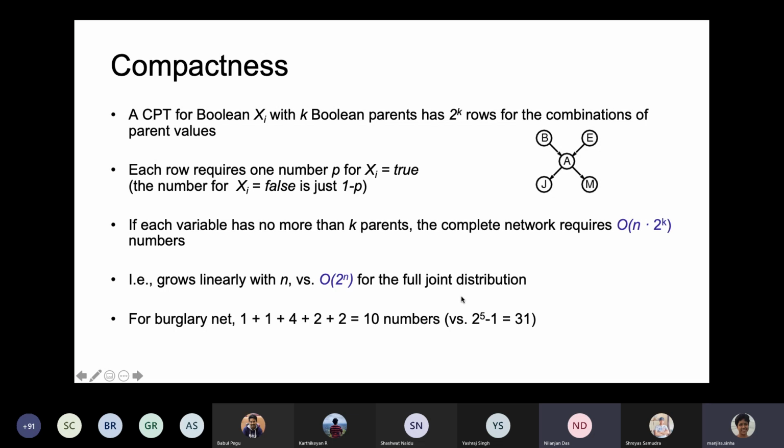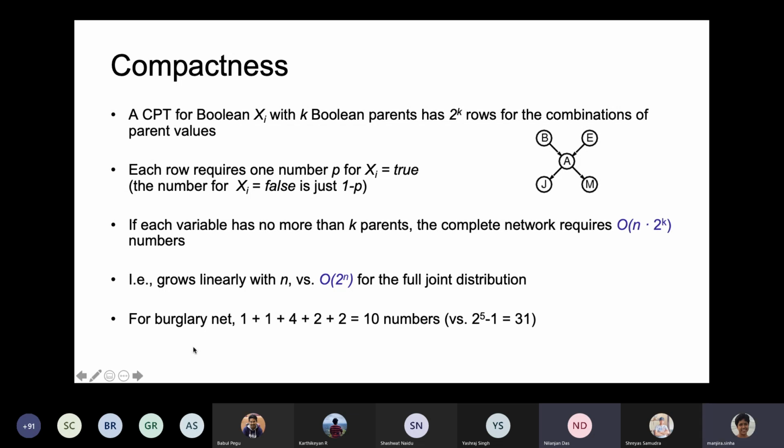Whereas if we want to go for a full joint distribution without imposing the Markov assumption, that is, we need all the probability values for all combinations of nodes, how many will we have for n Boolean variables? It will be 2 to the power n, right? So this is growing exponentially with respect to n.